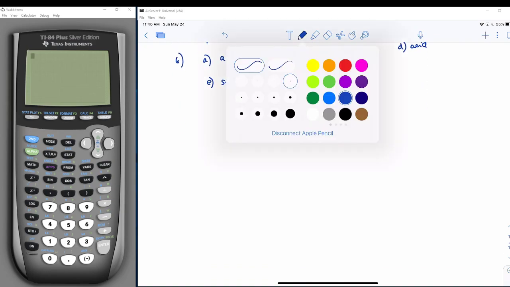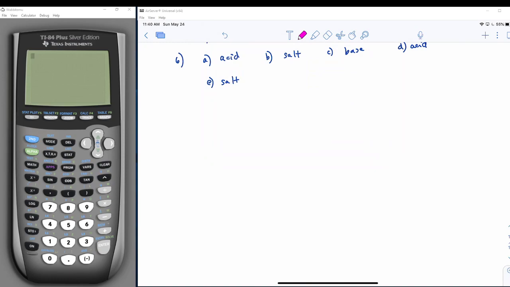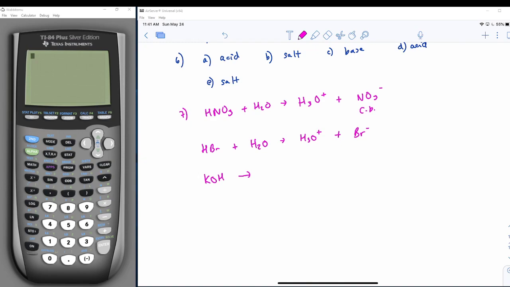The next section has to do with writing what happens in each species when it reacts with water and it dissociates. So for example, here acids will react with water to form H3O plus and NO3 minus, which is your conjugate base. HBr, another acid, will do the same thing. H3O plus, Br minus. The strong bases don't even necessarily need water in the reaction to react. They just simply break up into their ions.